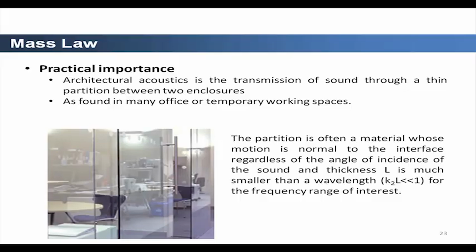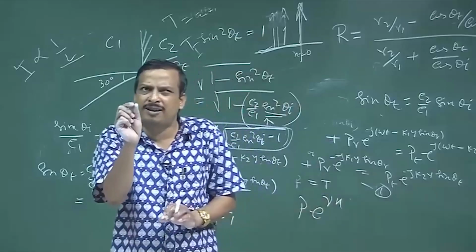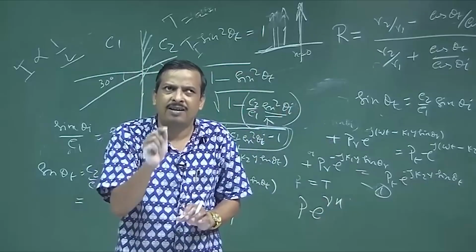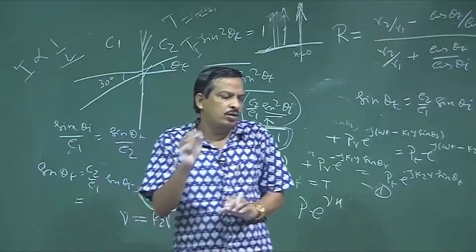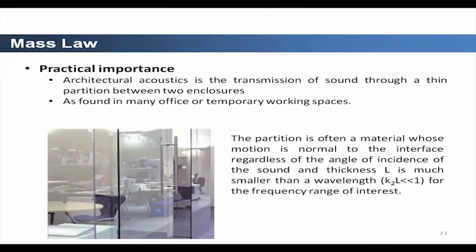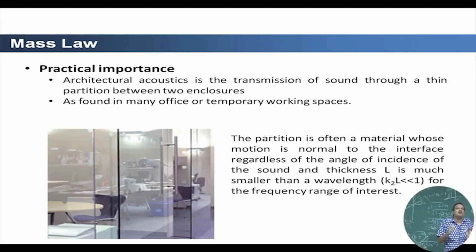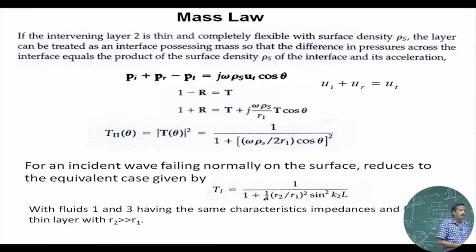The partition is often a material whose motion is normal to the interface regardless of the angle of incidence of the sound, and its thickness is much smaller than the wavelength for the frequency range of interest. So, the partitions are very thin, and made of such material whose motion is normal to the interface regardless of the angle of incidence. Now, I go for the mathematics.